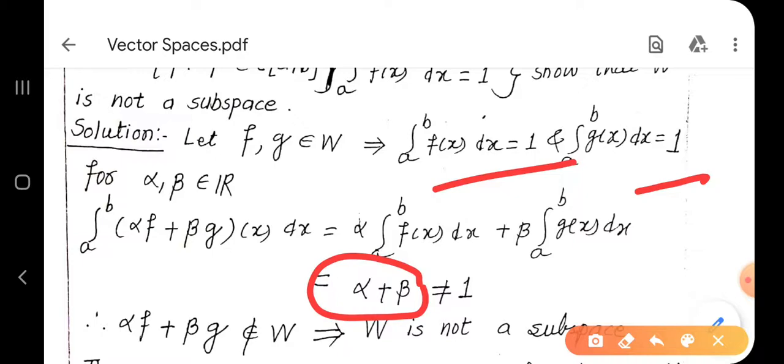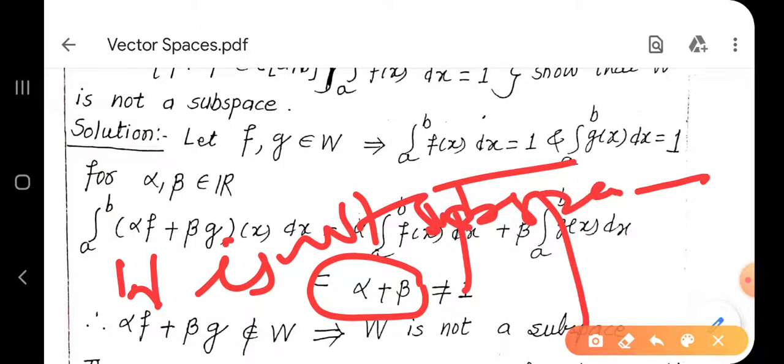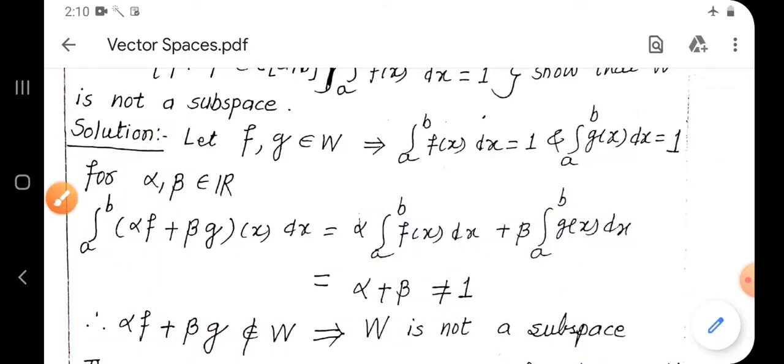Therefore W is not a subspace. W is not a subspace. Understood?